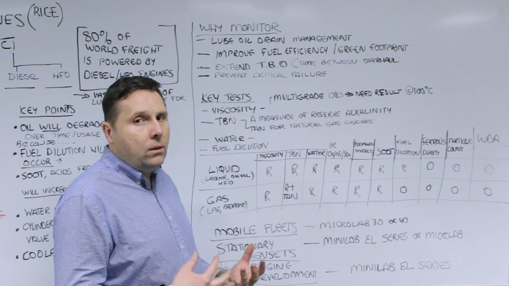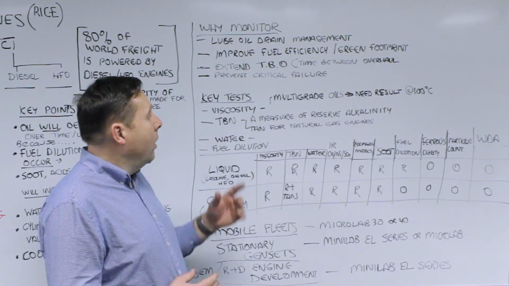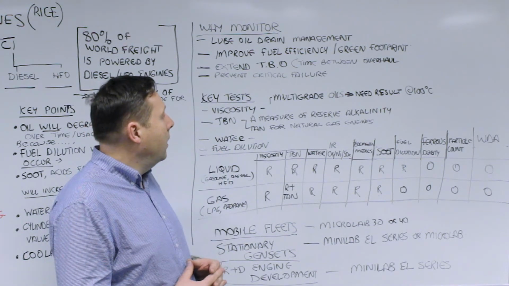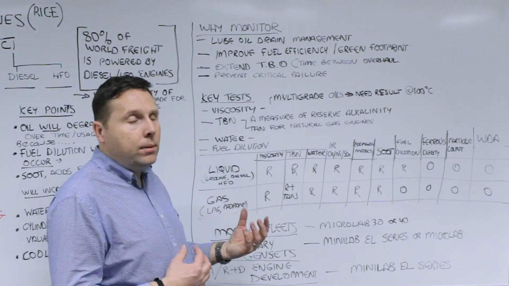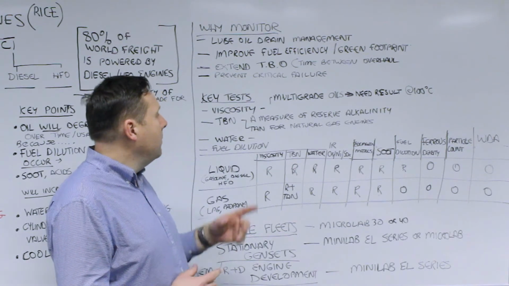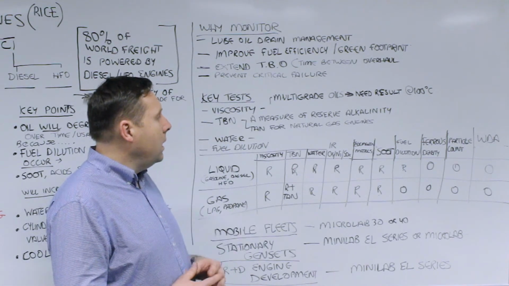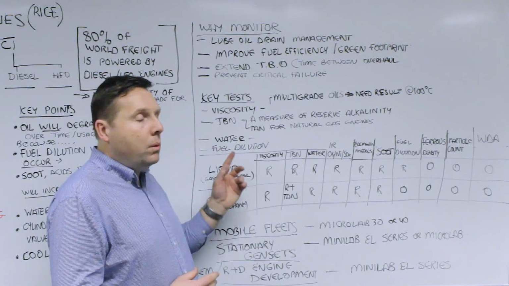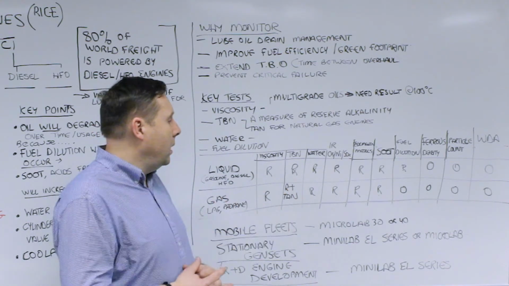So the key tests that we care about: we always worry about viscosity. Why? Because it's the most important physical property of the lubricant. Multi-grade oils in engine applications need the result measured at 100 degrees C. We want to look at the TBN. It's a measure of the reserve alkalinity. We want to look at TAN for natural gas engines. We want to look at water. We want to look at fuel dilution. Those are key tests, but we also want to expand upon that.